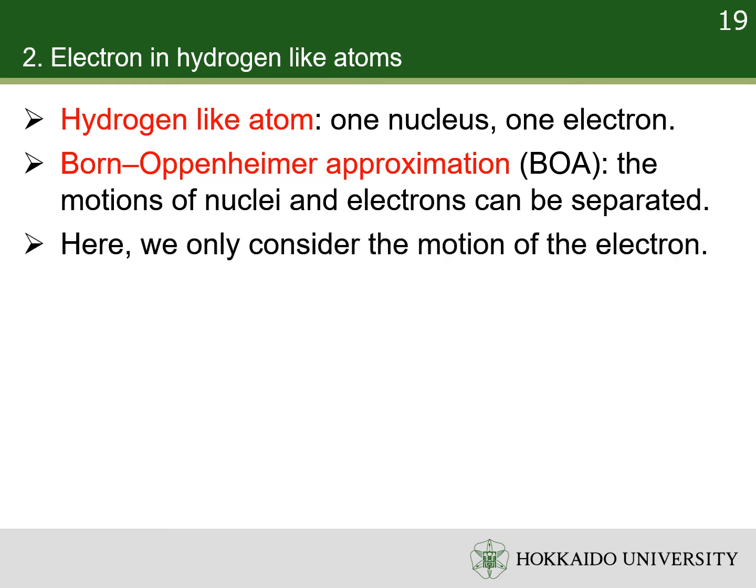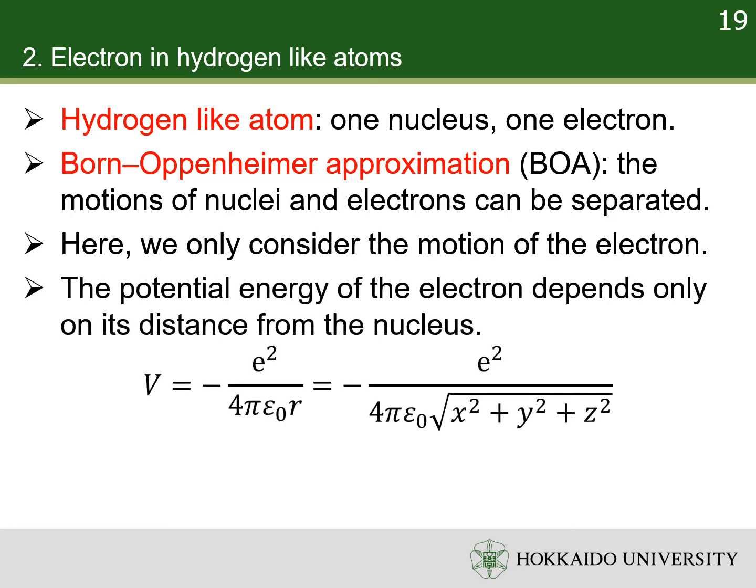Here, we only need to consider the motion of the electron. It is because the nucleus is much heavier than the electron. So, the motion of the nucleus is much slower. We can regard it as stationary. The potential energy of the electron depends only on its distance from the nucleus.